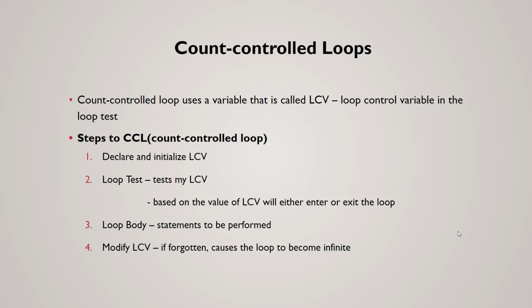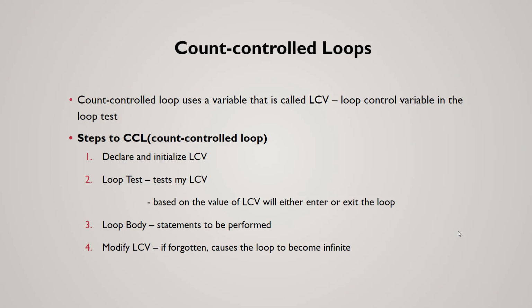So I'm going to say LCV for short, but that is the loop control variable. Now, the steps for a count controlled loop are practically the same for all of the different types of loops. We'll compare and contrast them in a minute. Step one, declare and initialize our LCV. If we're keeping a count, we need a finite whole number, so we should probably use the data type integer, and we declare and initialize it to 0 or 1.